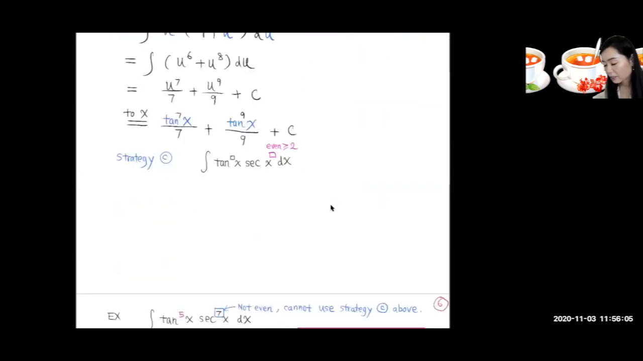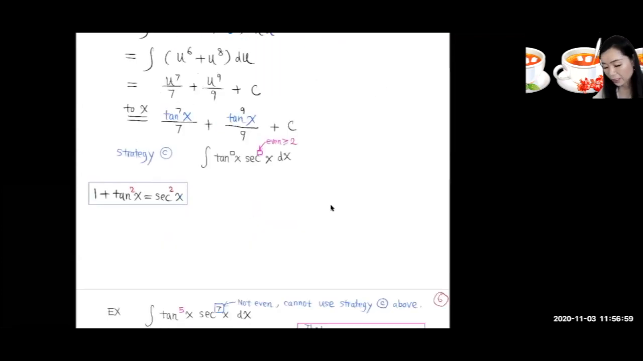Looking at this problem, let's summarize the strategy we have used over here. When the exponent for the secant is even, and it's greater than or equal to 2, then we use the save method. You think about this identity, right? 1 plus tangent squared equals secant squared. So think about this identity when you involve tangent and secant, okay? All right.